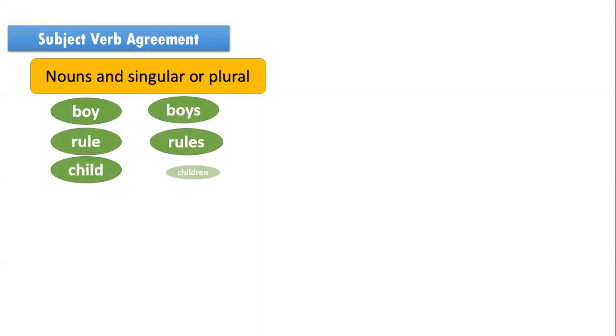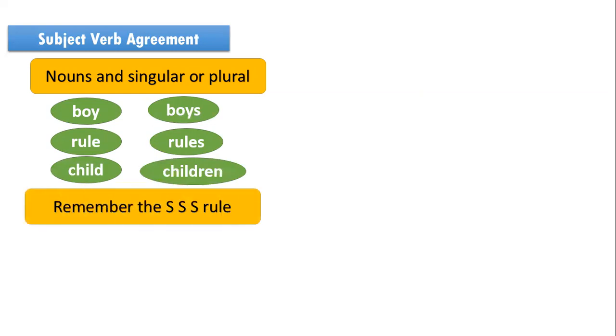The topic of subject-verb agreement is easy, but sometimes confusing, and it's very common in all exams, or almost all exams. What is subject-verb agreement? Of course, ya shabab, we know nouns are either singular or plural. Everybody knows that the word boy is singular and boys is plural. Rule, rules, child, children. That's easy for everyone, I know.